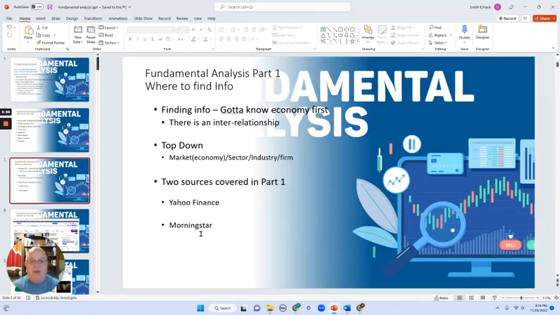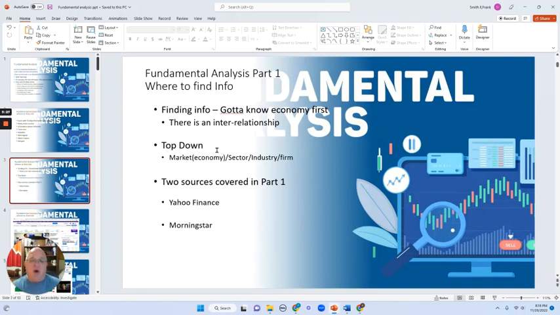So anywho, the first thing to know about finding information is you kind of have to know the economy first. I mean, the reality is if you don't know the environment in which the firms are competing, it's kind of hard to figure out what sectors and industries and firms you're interested in. There is definitely an interrelationship there. And we'll talk a little bit more about that in the one dealing with investing and valuation coming up in the next series we're looking at.